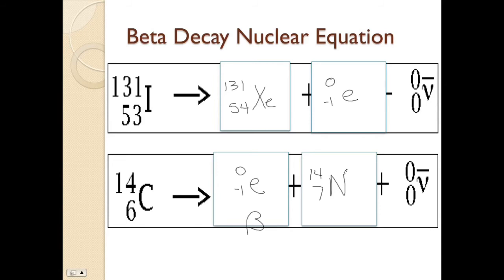And the funny looking stuff on the end says that we give off energy in the form of gamma rays on both of them too. But we don't have to account for it because both are 0 and 0. All right, let's try our next type.